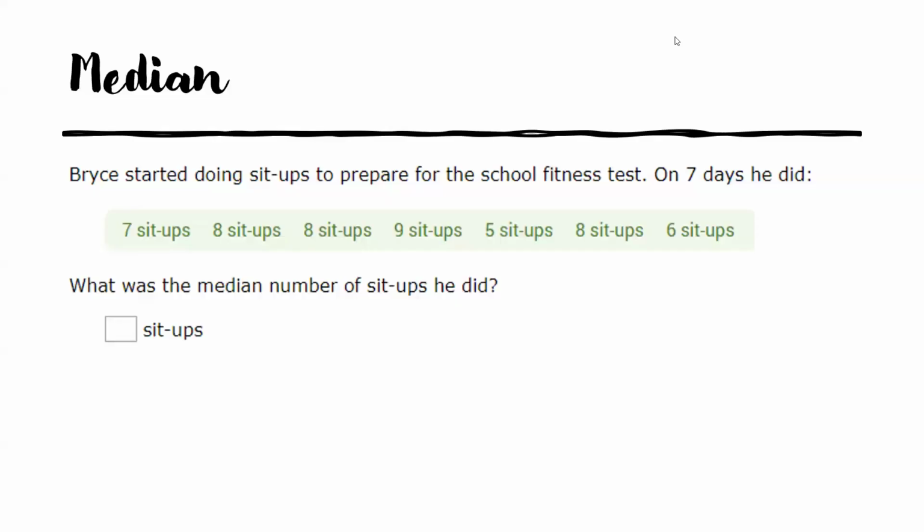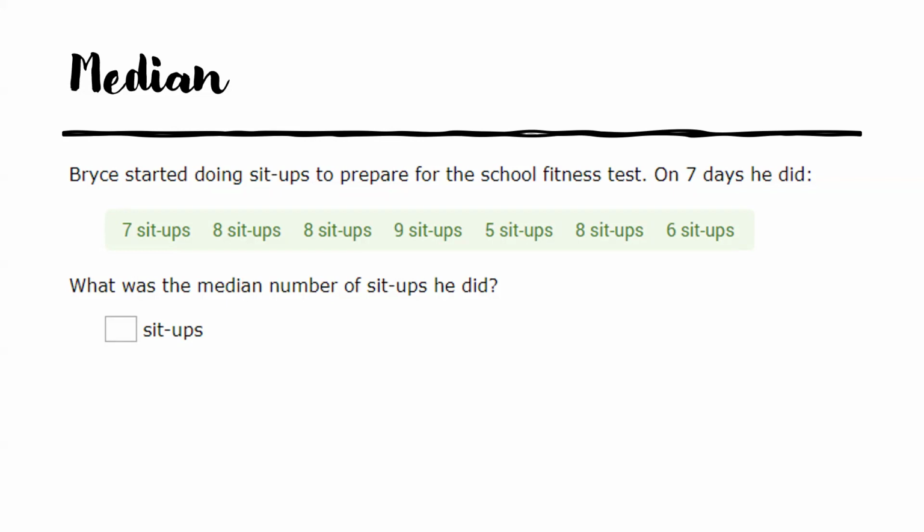All right, let's move on to median. So remember, median is our middle number. In order though for us to find that middle number, we do have to take our data here and put it in order from least to greatest. So that's a reminder as we go into our first problem here.